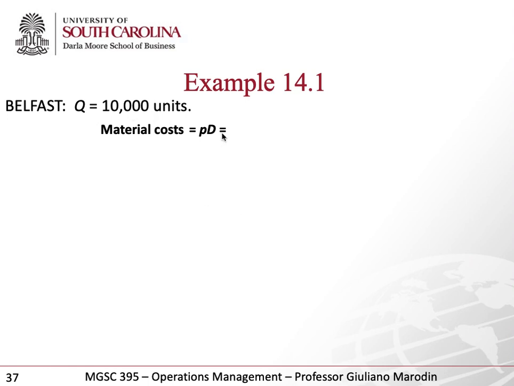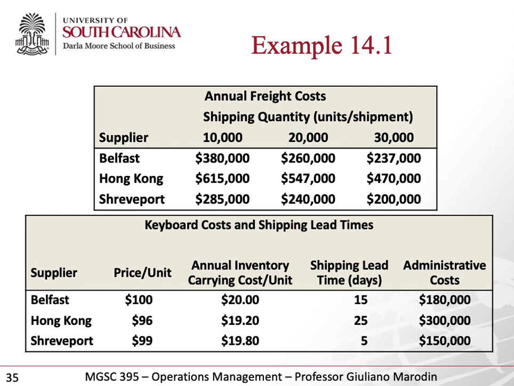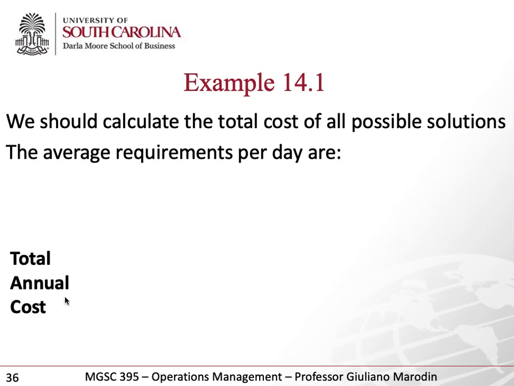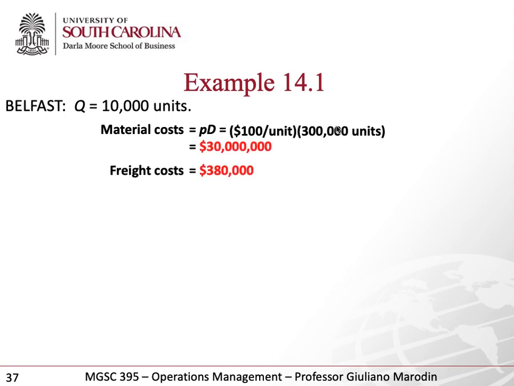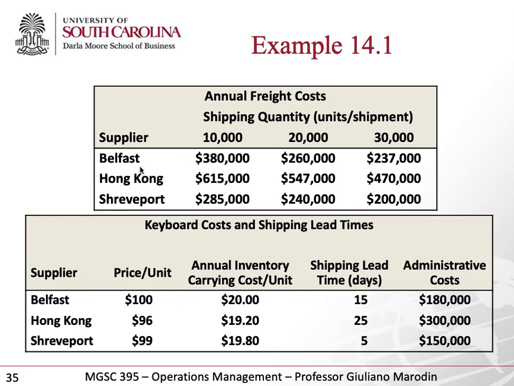So for Belfast at 10,000, material cost is going to be P times D. D is 300,000, and P is $100 per unit. Where did you get that P value? Going back here, we have the unit price. So price equals $100. That's P for Belfast, and the 300,000 is the demand, right? So we know we're going to have $30 million in material that we're going to buy. In addition to that, freight cost 380,000. Where did we get that freight cost? Going back to the table, that's the Belfast supplier, 10,000 units at a time, and there is where the 380 freight cost is.